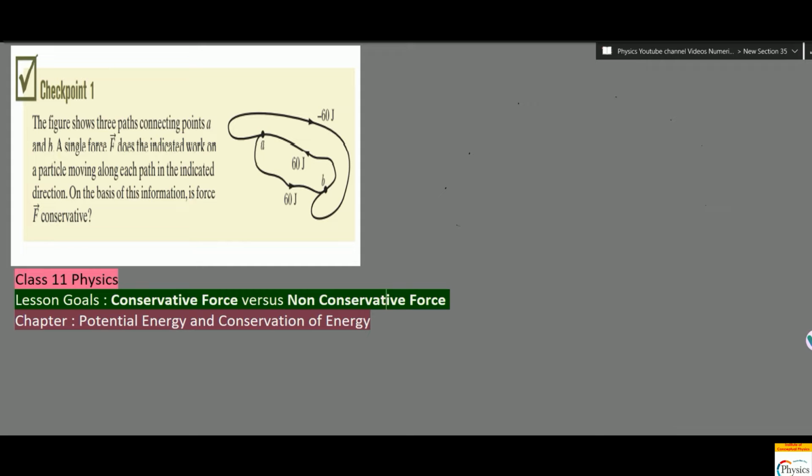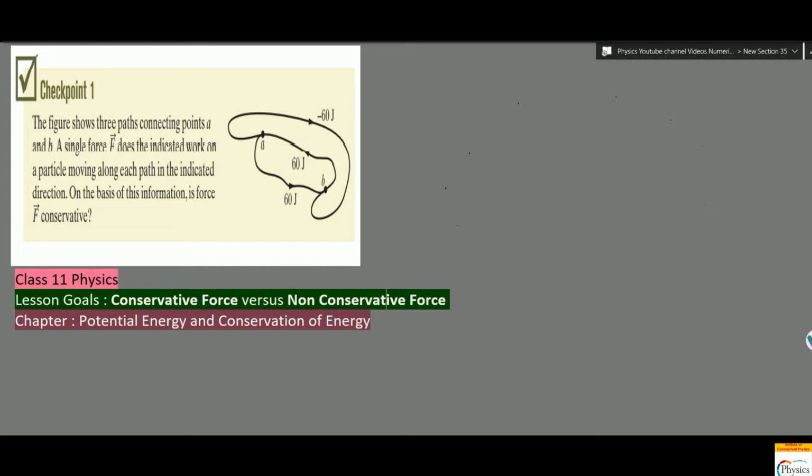I will speak about the concept first, and then we will talk about this numerical which you see in front of it. We will try to solve this physics problem so that you immediately understand what I've explained through the lesson of distinguishing between conservative force and non-conservative force. So let's get going on this and let's start.